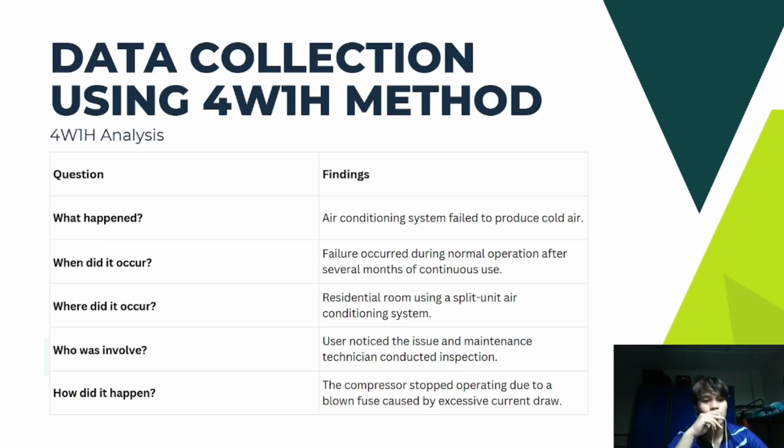And the third question is, where did it occur? It occurred in a residential room using a split unit air conditioning system. The fourth question is, who was involved? The finding shows that the user noticed the issue and a maintenance technician conducted an inspection. And lastly, how did it happen? The compressor stopped operating due to a blown fuse caused by excessive current draw.